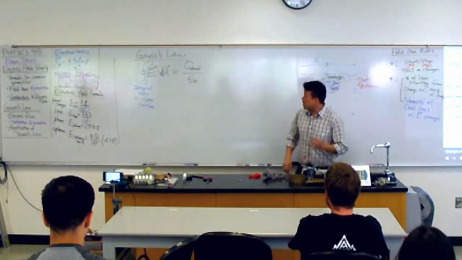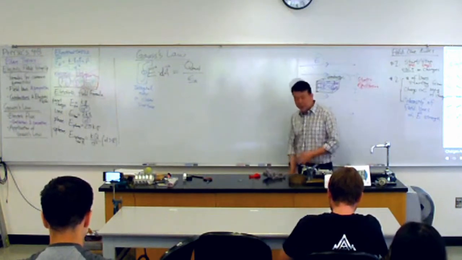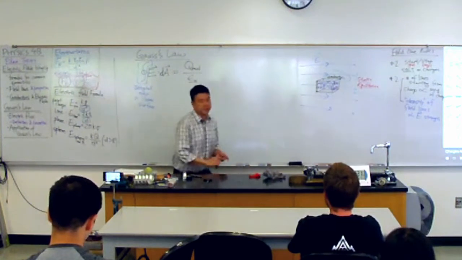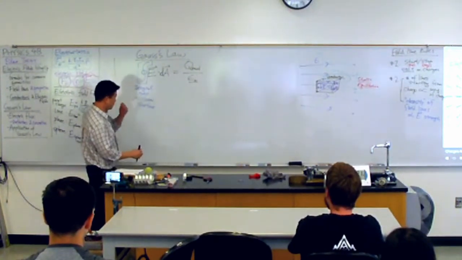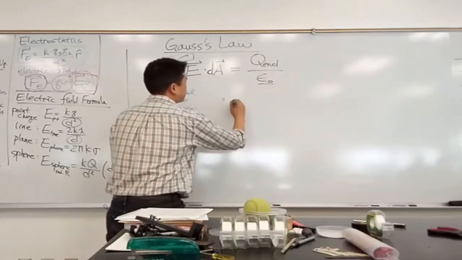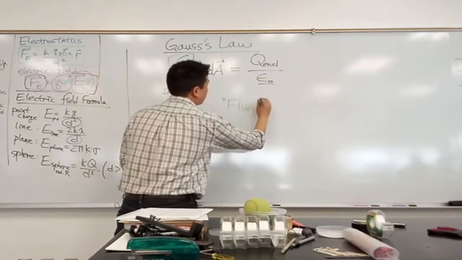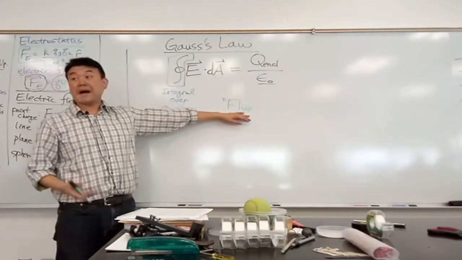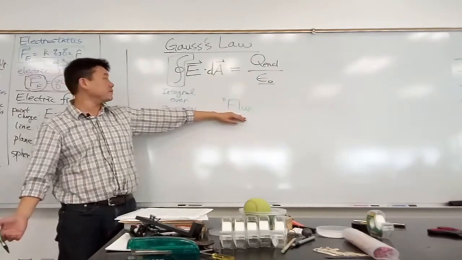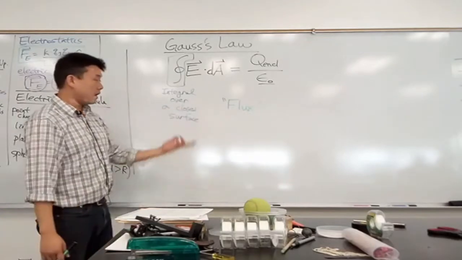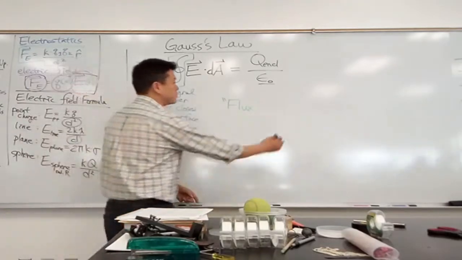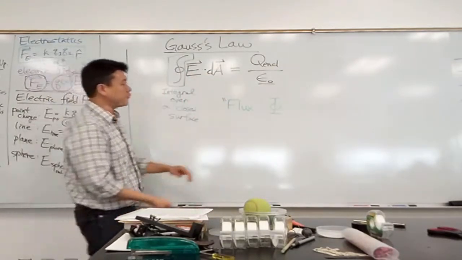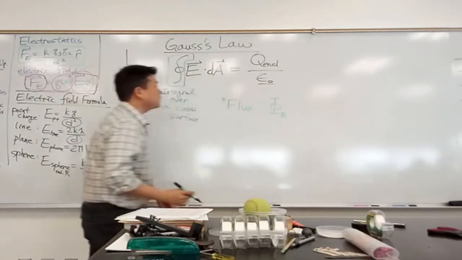Good. Okay. So let me define a new term. There's this term that you are going to start seeing a lot. It's called flux. Right now we are talking about electric flux. Later on, we are going to talk about magnetic flux when we talk about magnetic fields and whatnot. And with the flux, we usually use the symbol phi. So if you're talking about electric flux, it would be phi sub E.